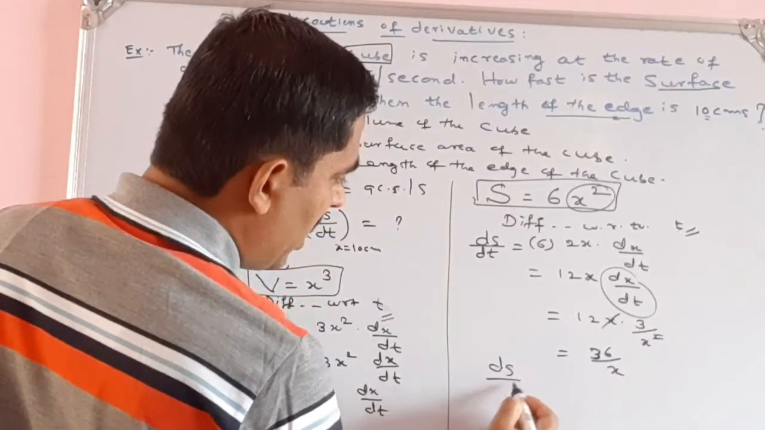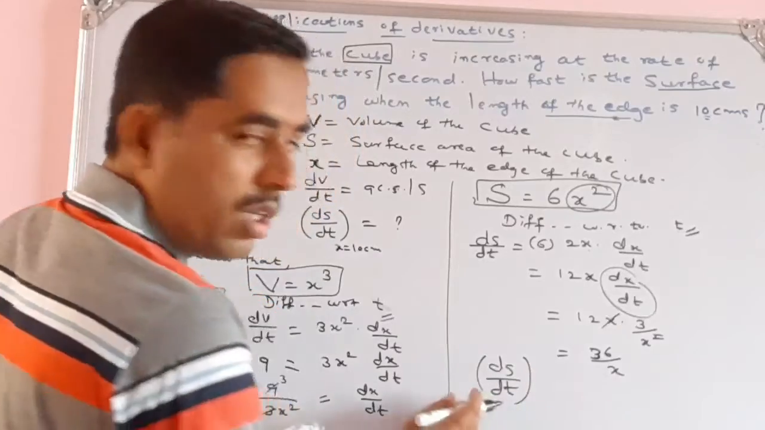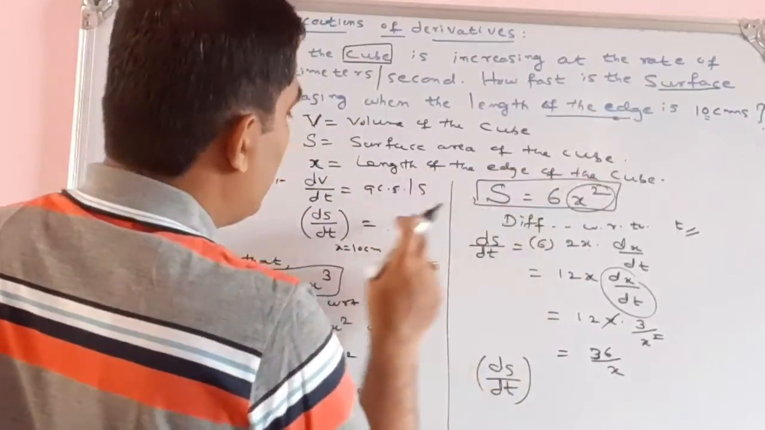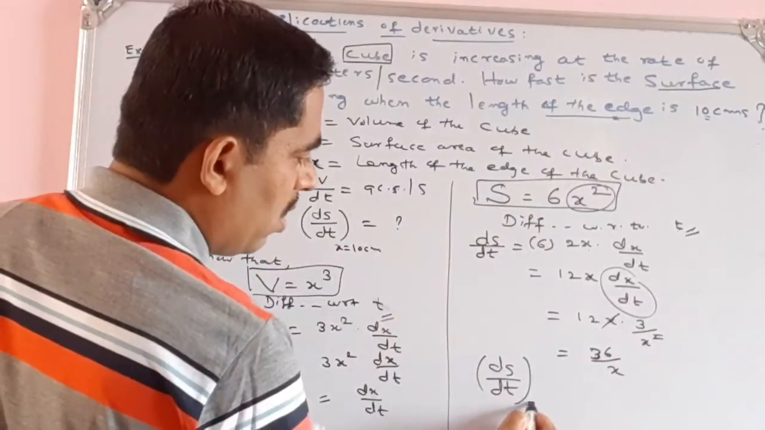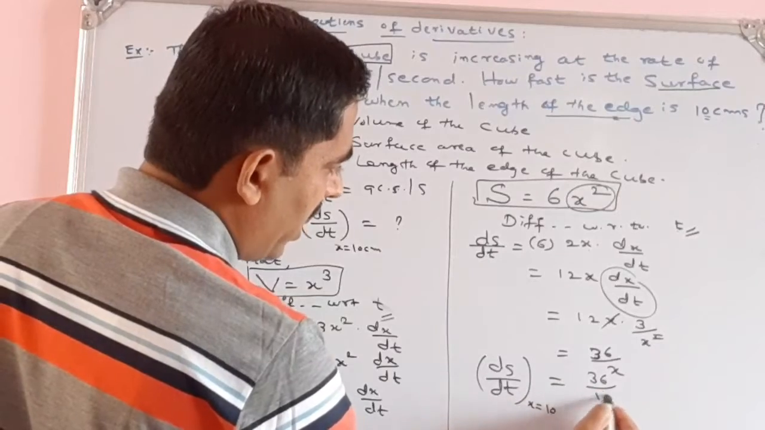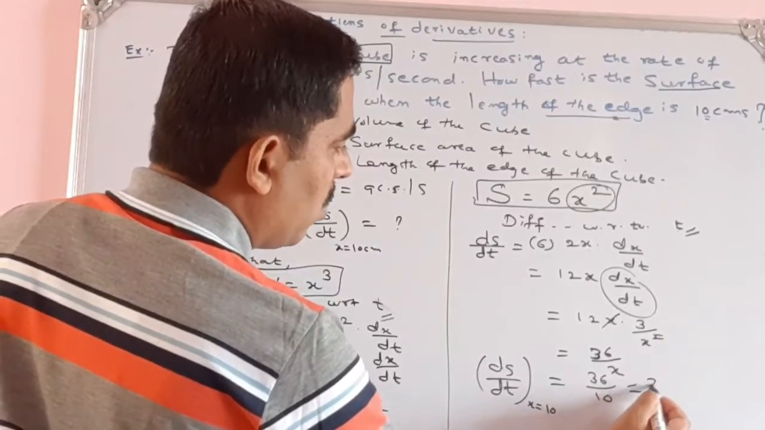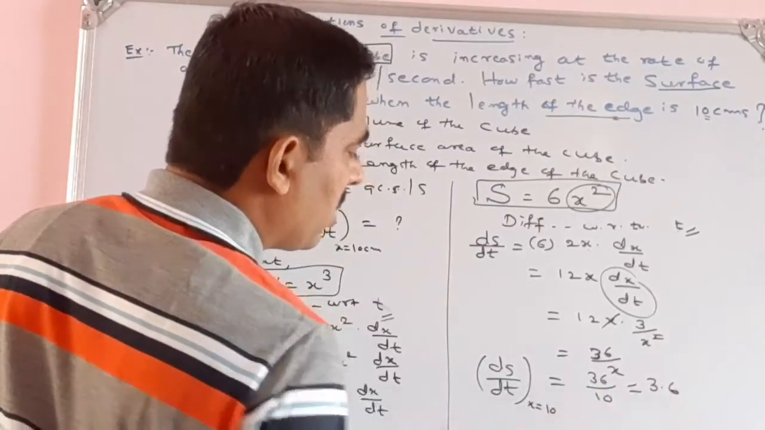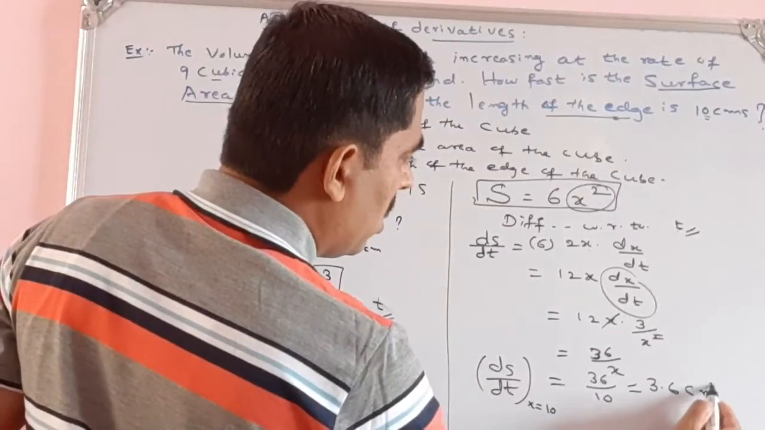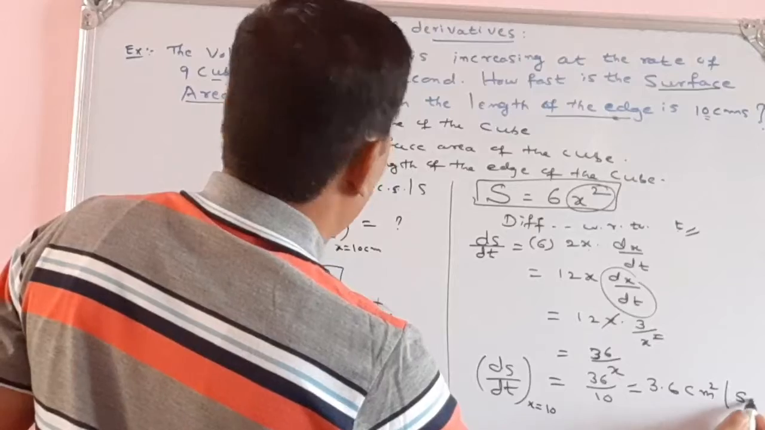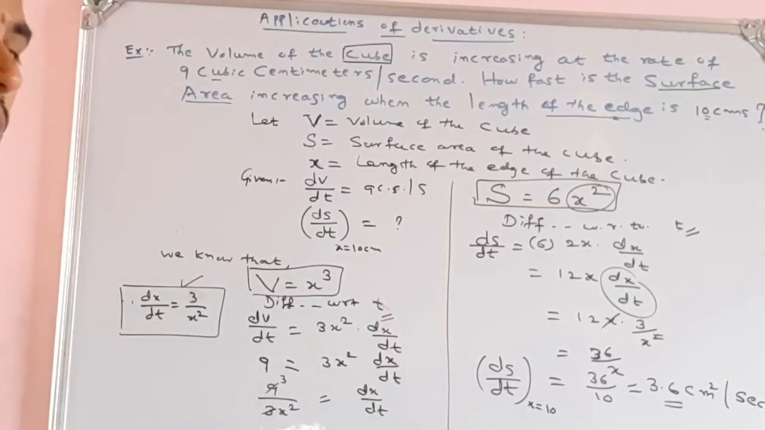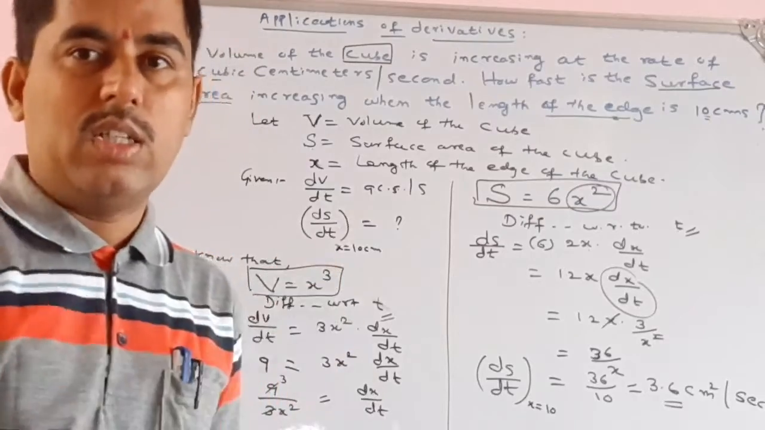I want dS by dt when the length of the edge is 10 centimeters. So x is equal to 10. Substitute x as 10 in 36 divided by x: 36 by 10. If I divide 36 by 10, I will get 3.6. So the rate of change of surface area with respect to time is 3.6 centimeter squared per second. This is the rate of change of surface area of the cube, as asked in this problem.